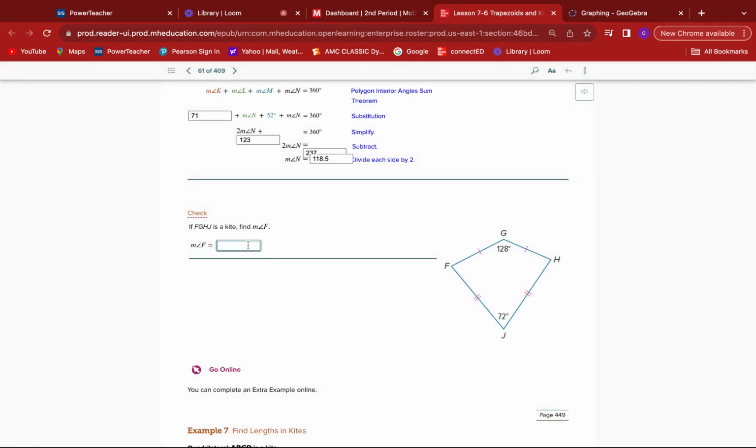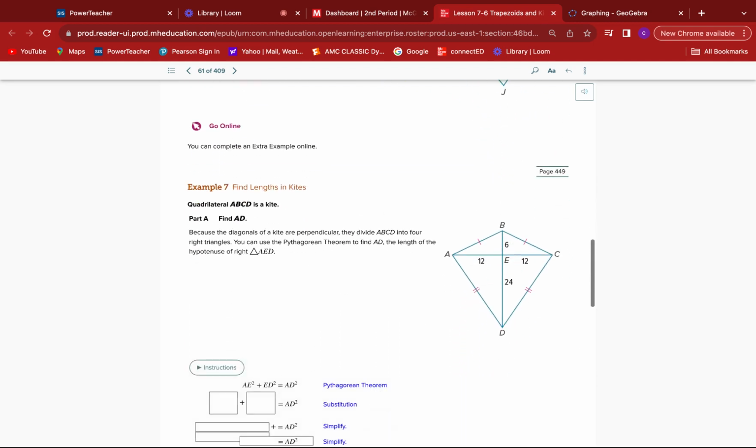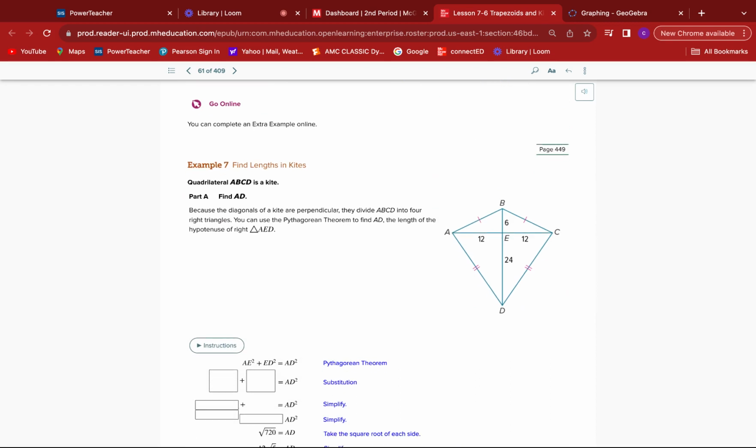And again, if you want to check your work, add all four to equal 360. If it does, you're in business. If it does not, you made some kind of mistake. So 128 plus 80 plus 72 plus 80, and that does equal 360, so we did it correctly. Fantastic. All right, looks like I am moving on to example number 7.